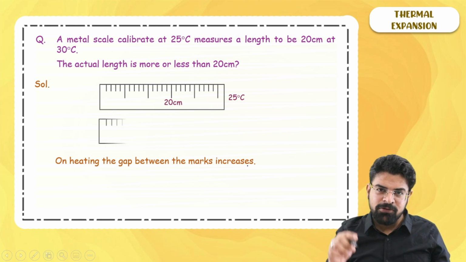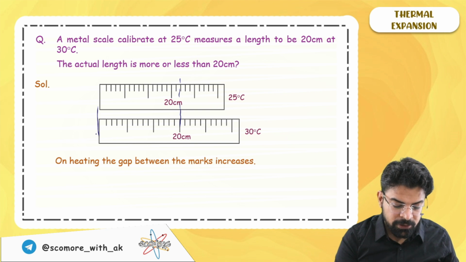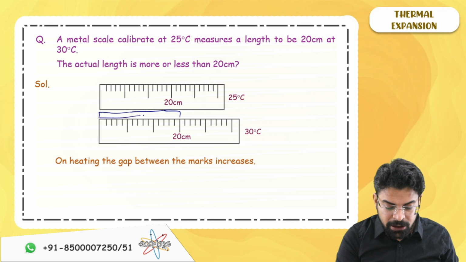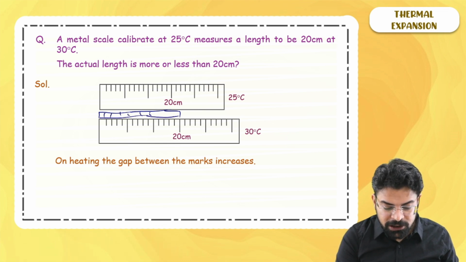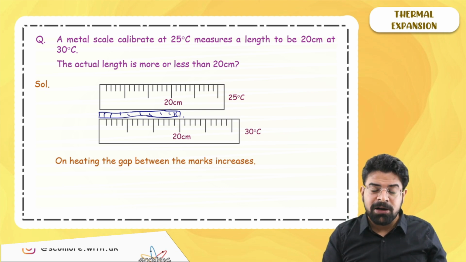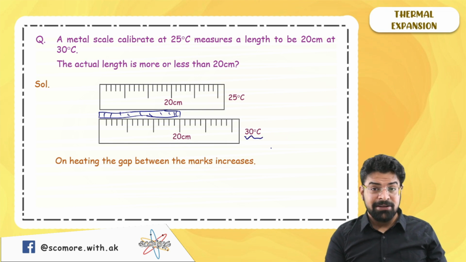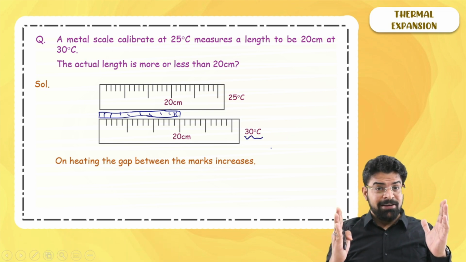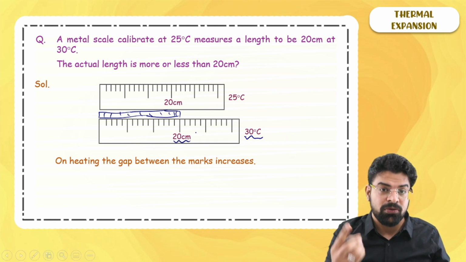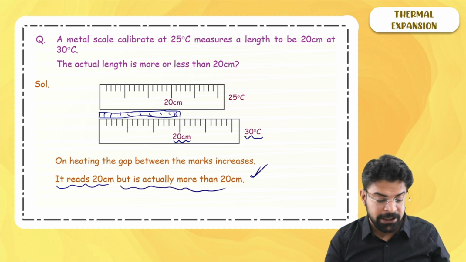There are the same number of marks, but this 20 centimeter mark will now be away from the zero. Now you have placed an object next to it, and you are using the scale at a temperature of 30, and you say that okay, this object length reads to be 20, but is it actually 20? No. Since on heating the scale the marks have moved away, the gap has increased. It reads 20, but it is actually more than 20. So it reads 20 centimeter, but it is actually more than 20 centimeter.